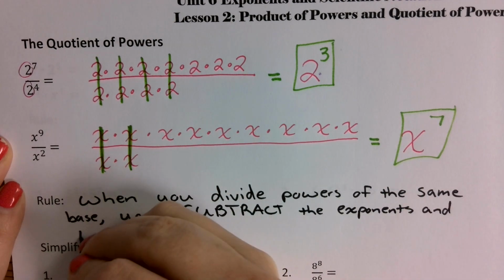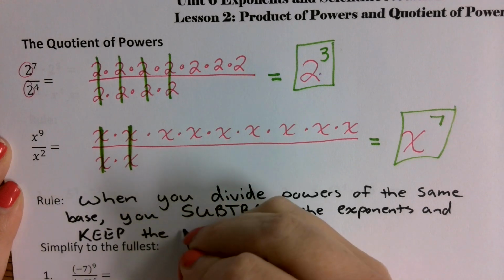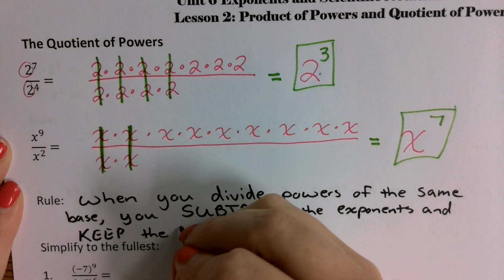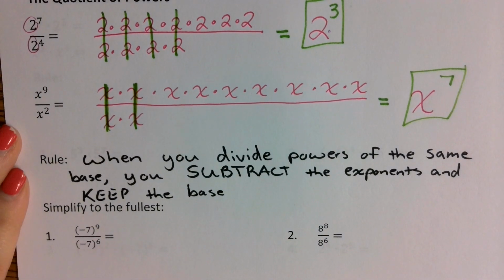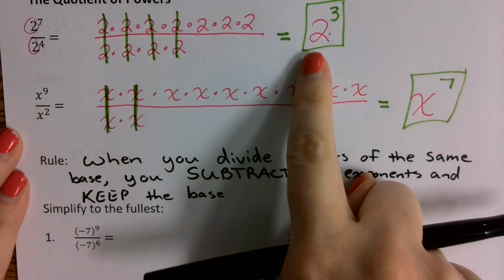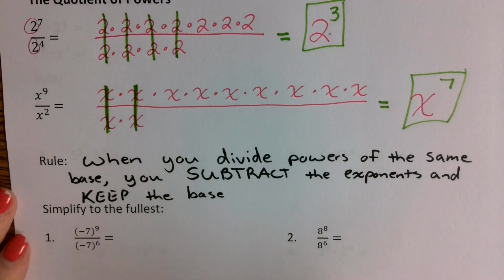And again, you keep the base. The base does not change. The base stays exactly as it is. We did not do 2 divided by 2 to get a 1. Our 2 stayed the same. The base remained the same. The only thing that changed was the exponents.